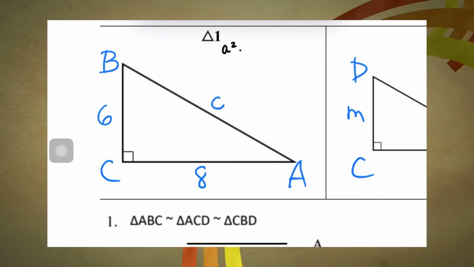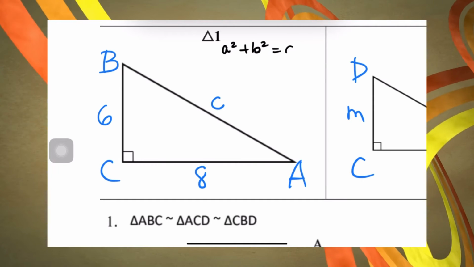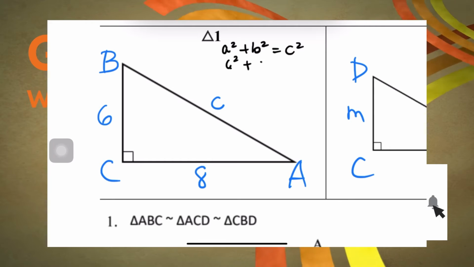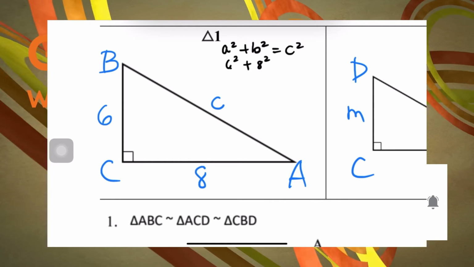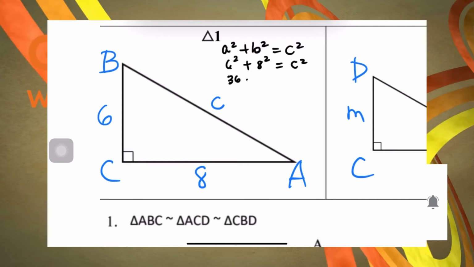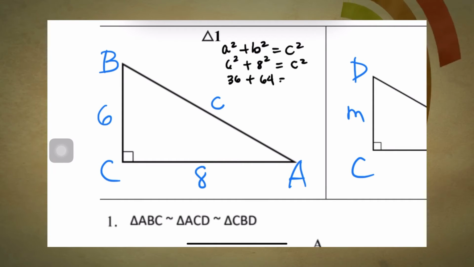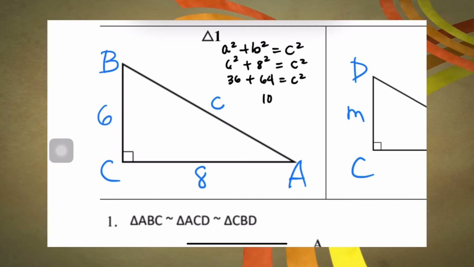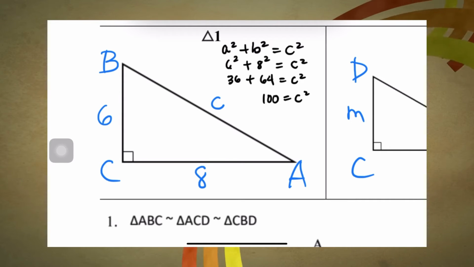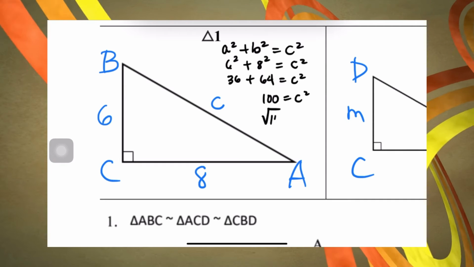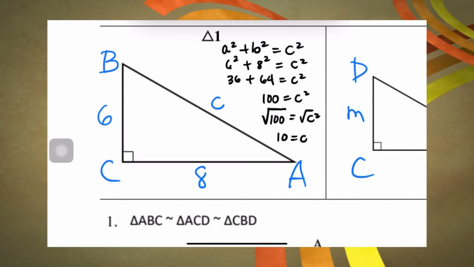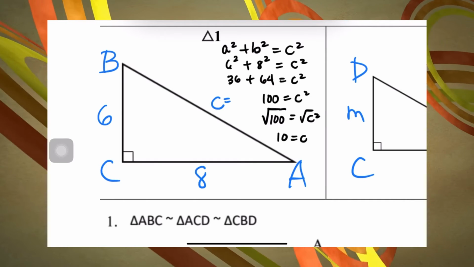A squared plus B squared is equal to C squared. Where A is 6, we will square that, and B is 8. Let's square that and add them together. That gives you C squared. The square of 6 is 36. The square of 8 is 64. That's 100, which is equal to C squared. Now, to undo squaring, let's extract the square root of both sides. So therefore, C is equal to 10. So the value of C is 10.